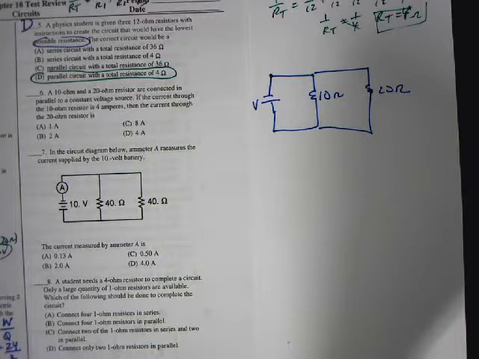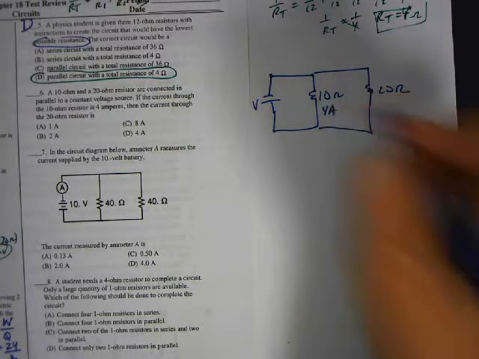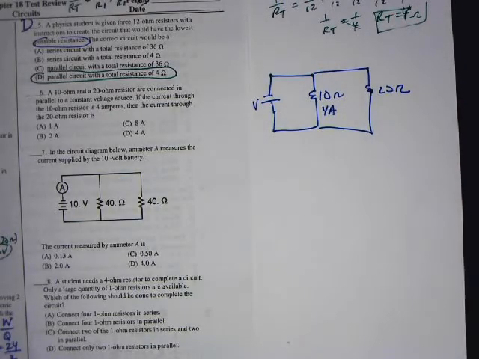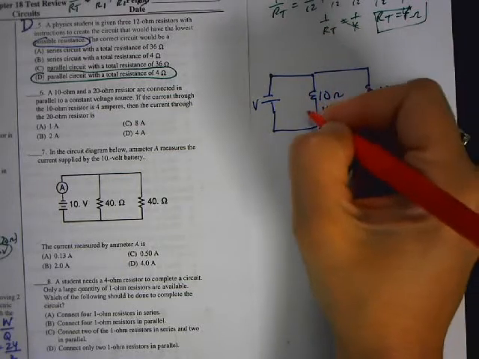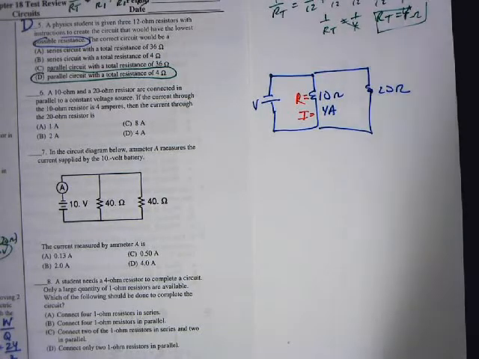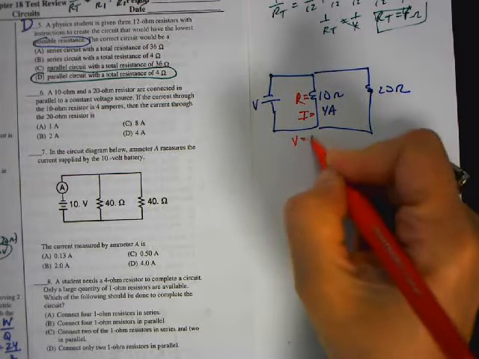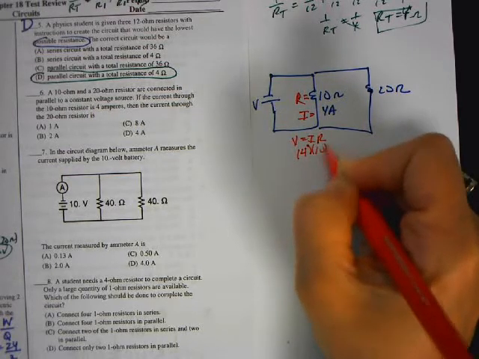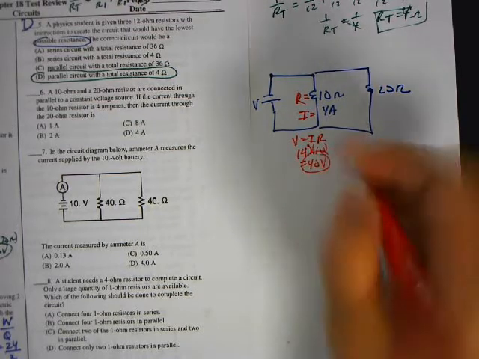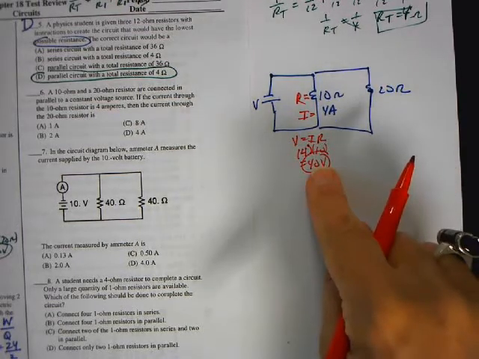So what I could do is, if I know that this is I, and this is R, what can I find? V. So V is equal to IR, so 4 times 10 is equal to 40 volts. So if this is 40 volts, I know that in parallel, the voltage is the same. So if this is 40 volts, this is 40 volts.